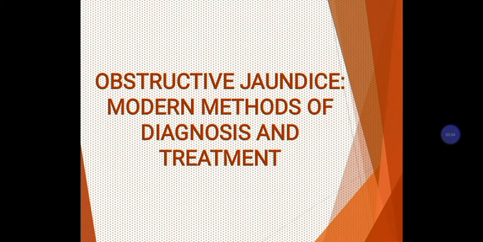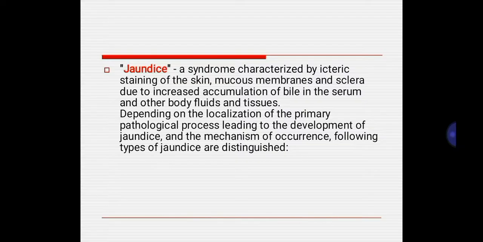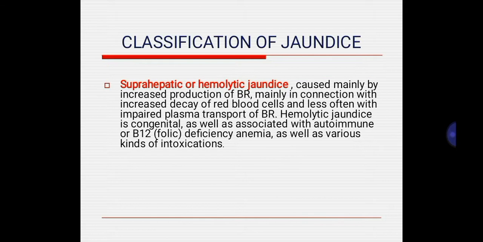Today, we are going to study obstructive jaundice, the modern methods of diagnosis and its treatment. So, what is jaundice? A syndrome characterized by icteric staining of the skin, mucous membranes, and sclera due to the accumulation of bile in the serum and other body fluids as well as tissues, depending on the localization of the primary pathological process leading to the development of jaundice and the mechanism of occurrence. The following types of jaundice are distinguished. So, what is the classification of jaundice?